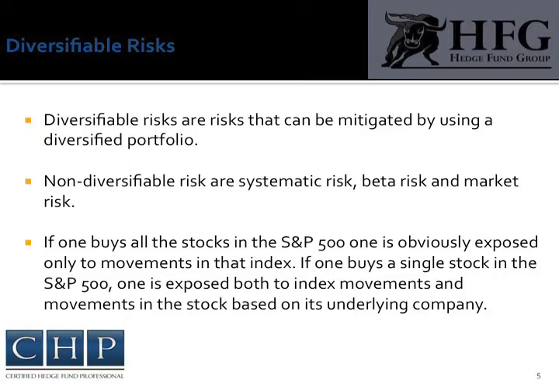If an investor buys all the stocks in the S&P 500, he is obviously exposed to movements in that index. If the investor buys a single stock in the S&P 500, he is exposed both to the index movements and the movements of the stock based on the underlying company. The first risk is non-diversifiable because it exists however many S&P 500 stocks are bought. The second risk is diversifiable because it can be reduced by diversifying among different stocks.